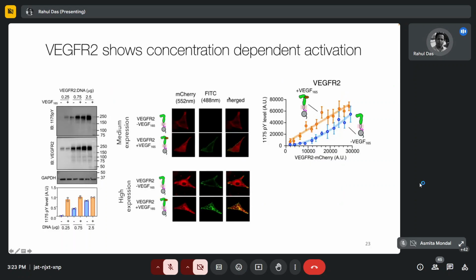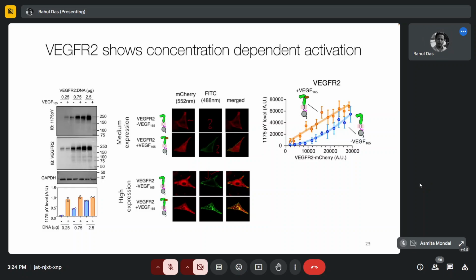Now, if you do the same experiment with VEGFR2, you see the same. That is, when you have a low level of expression, for example this cell here at the top, you don't see any activation when there is no ligand, and these cells can be activated in presence of ligand. Now, if you take cells which are expressing a very high level, they can be activated without a ligand. And this activation becomes ligand independent.